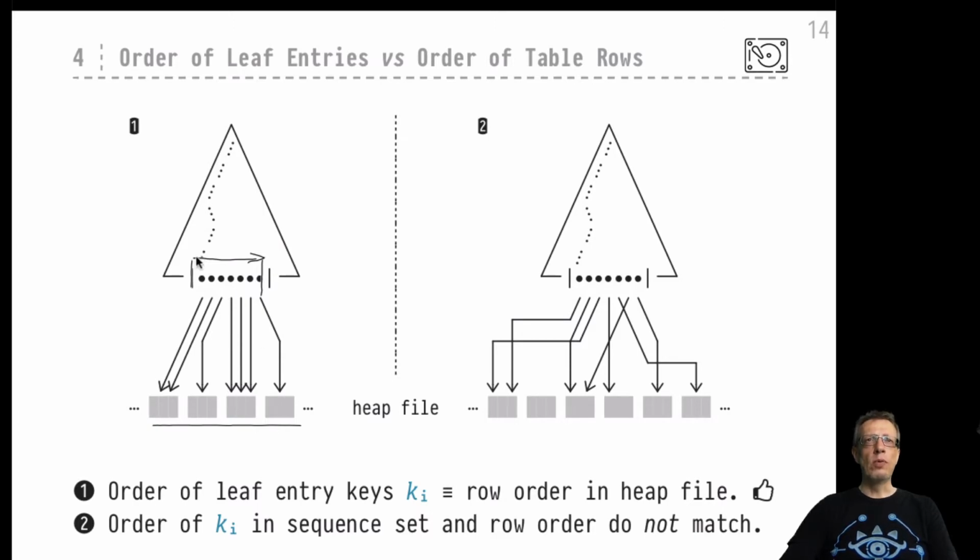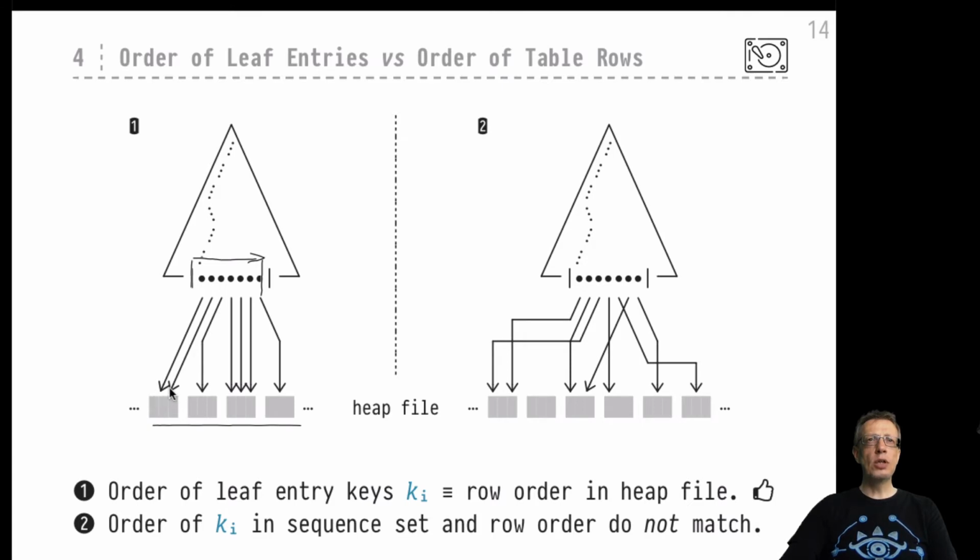So I will walk the sequence set from left to right. I will also walk the heap file from left to right effectively, because it appears that the heap file obeys the same order as the sequence set does. We know the sequence set is ordered for sure. It's in ascending order of the index column values, of the index key values. It appears the heap file has the same ordering. So you see the smallest entry that we found during the heap scan lives here on the left.